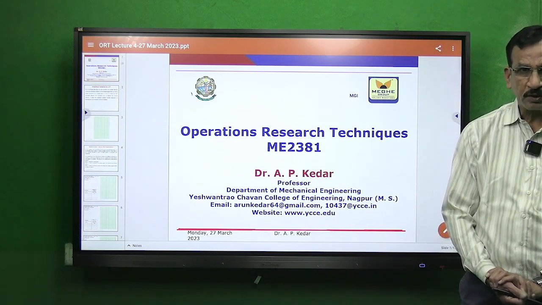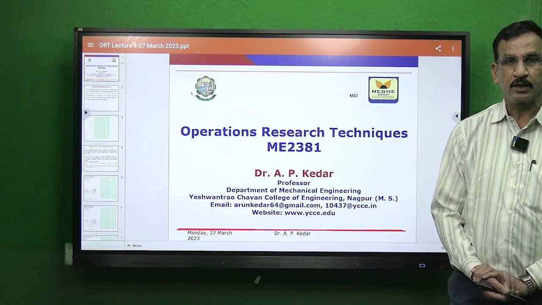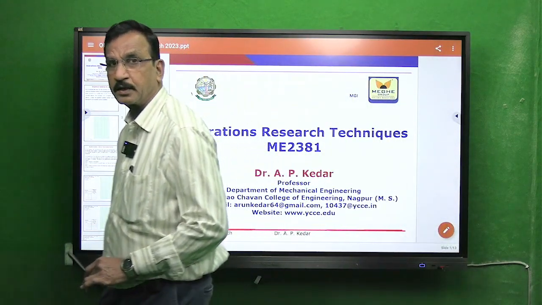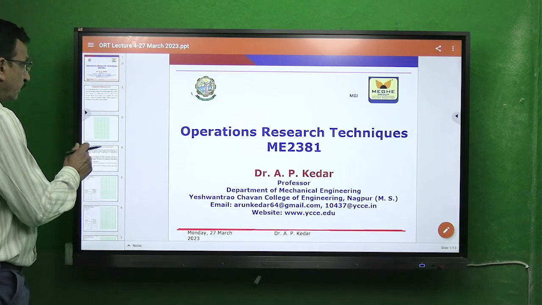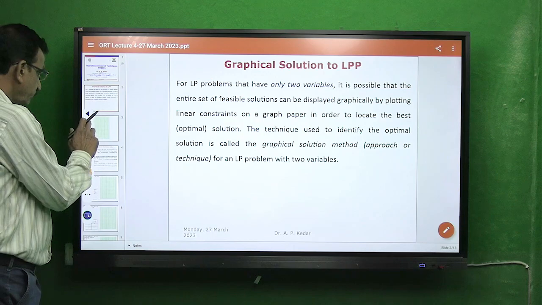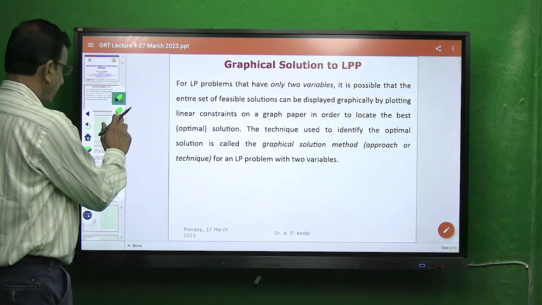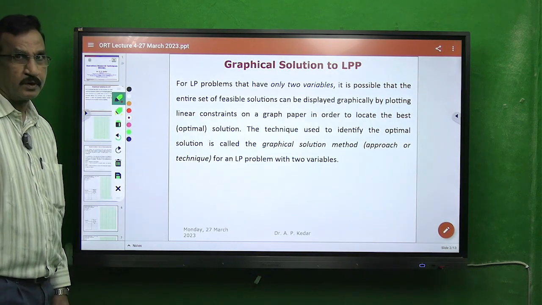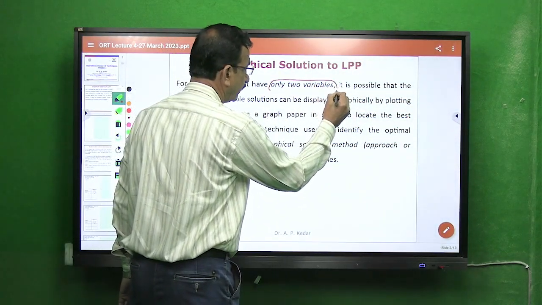So now we will go into details of what is graphical solution, how we should proceed, and what are the related requirements for graphical solution. So let us move ahead for finding graphical solution to given linear programming problem. So as mentioned here, for LP problems, as I have already explained, that have only, this is very important, that has only two variables.